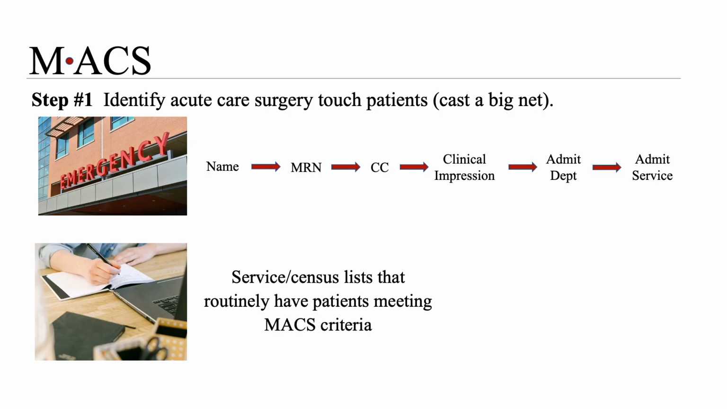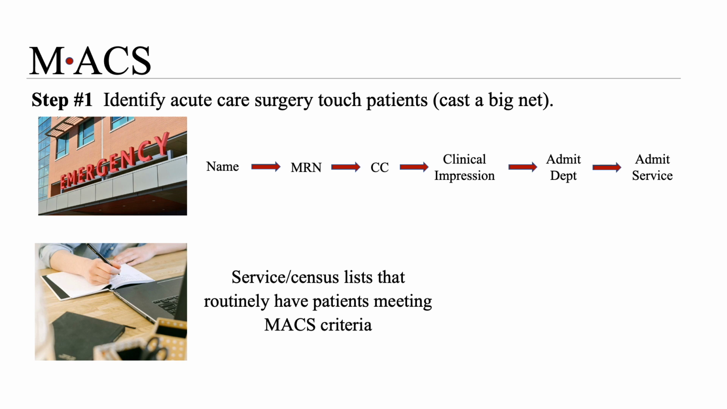Step 1 involves finding a way to collect all of the acute care surgery patient touches at your hospital. One way to accomplish this is to ask your hospital for a system-generated report with all emergency department admissions from the previous 24 hours, including name, medical record number, chief complaint, clinical impression, admit department, and admit service. This will cast a large net that can be further sorted for patients meeting MACS criteria.